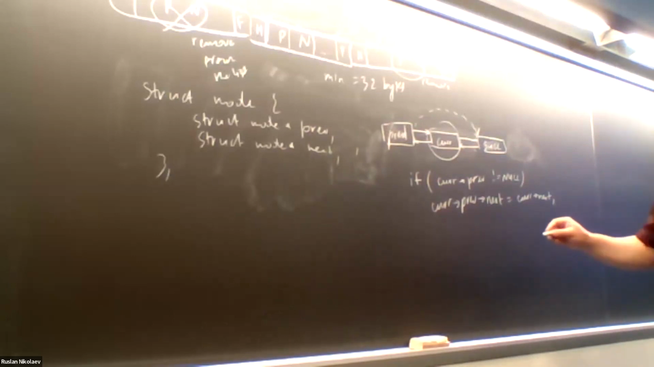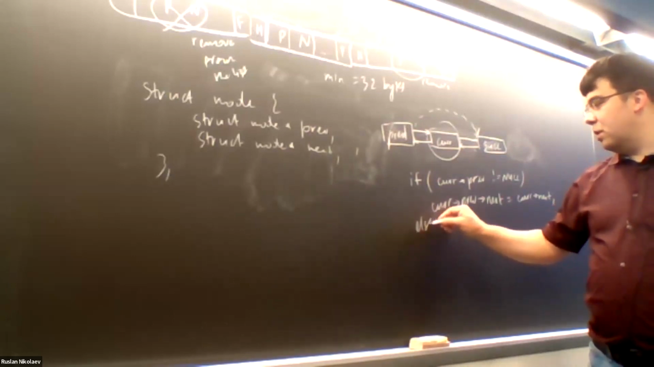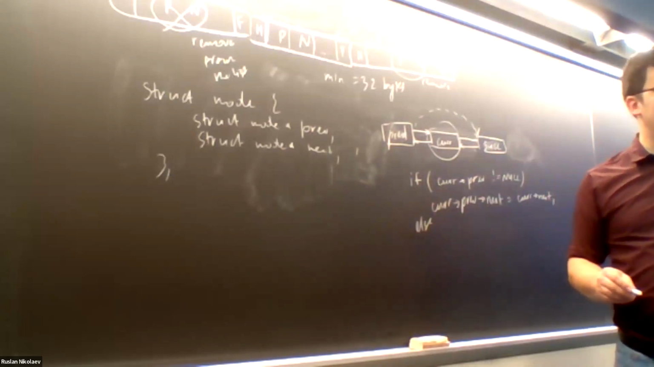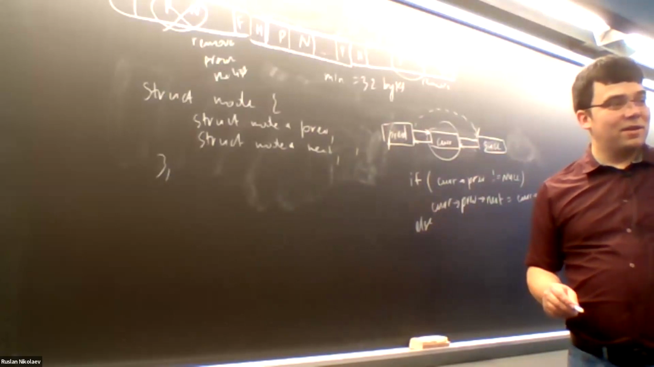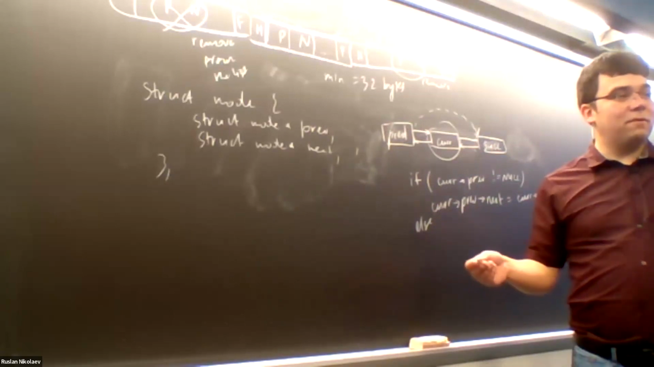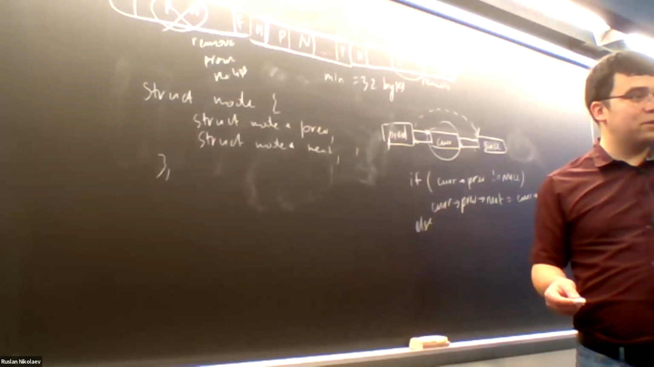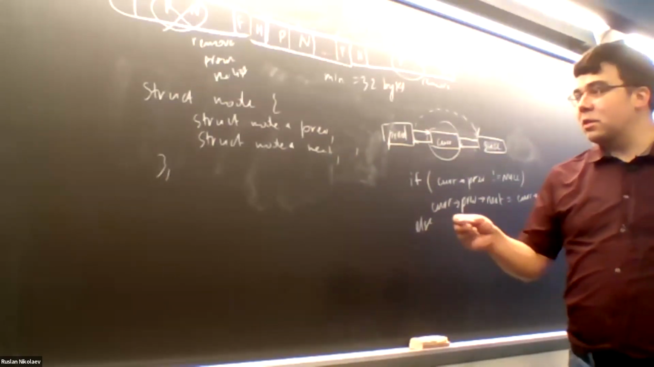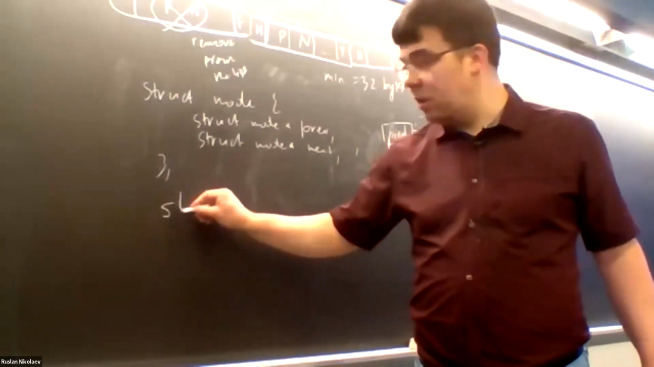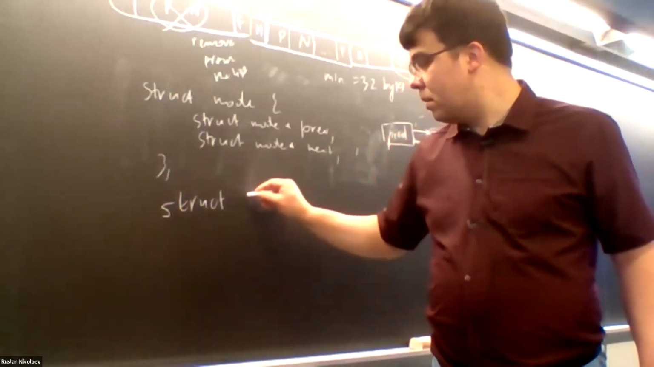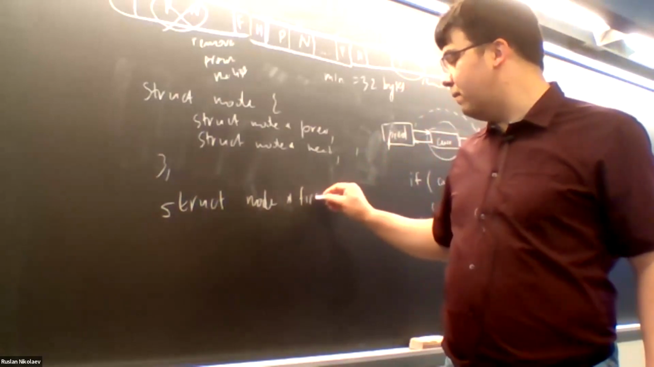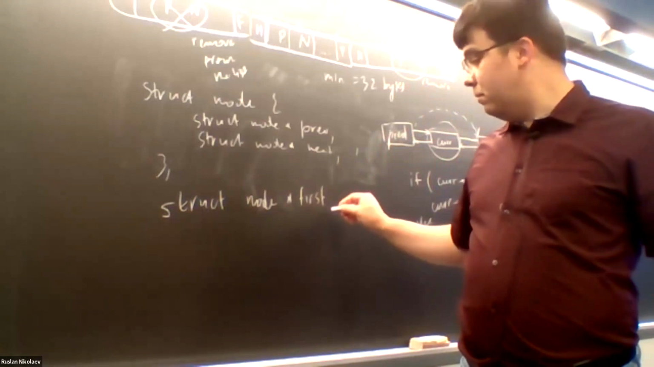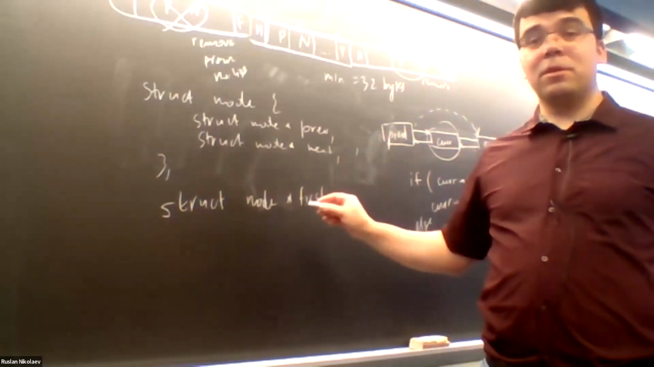So then, what else? If previous is null, then what do I do? I guess I'm removing the very first element, so I need to update the first pointer, the pointer to the first element. So let's assume we have struct node first. So there is a first element.